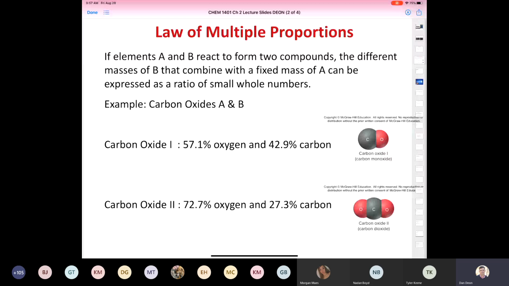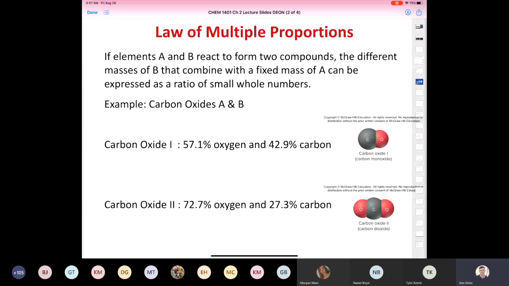But the law of multiple proportions states that if elements A and B, so if you have two different elements, and they can react to form two or maybe more different compounds, the different masses of B that will combine with a fixed mass of A can always be expressed as a ratio of small whole numbers.